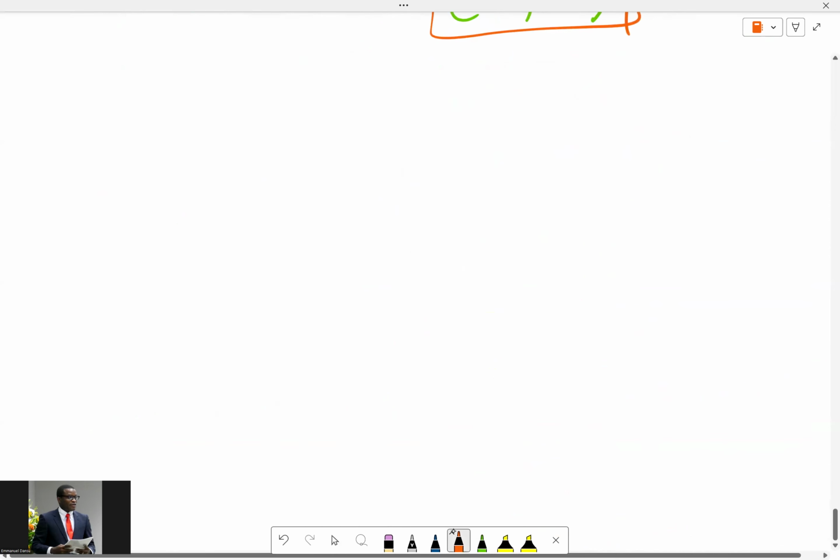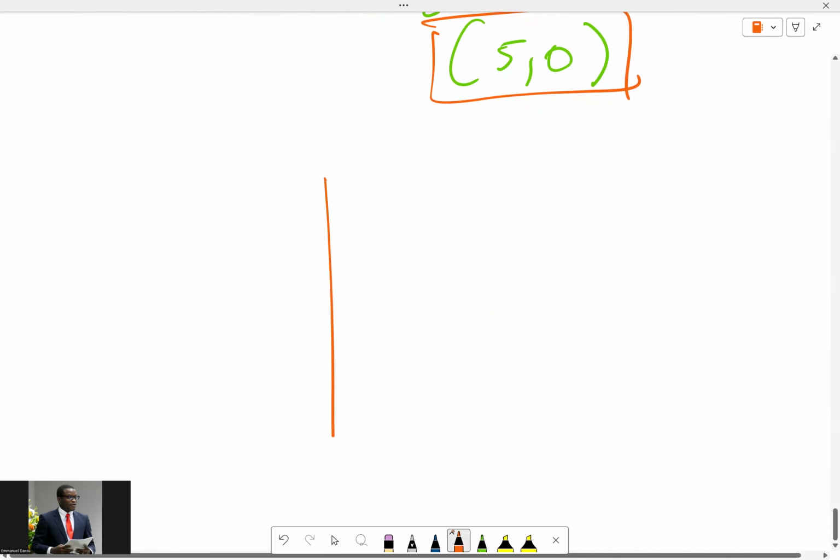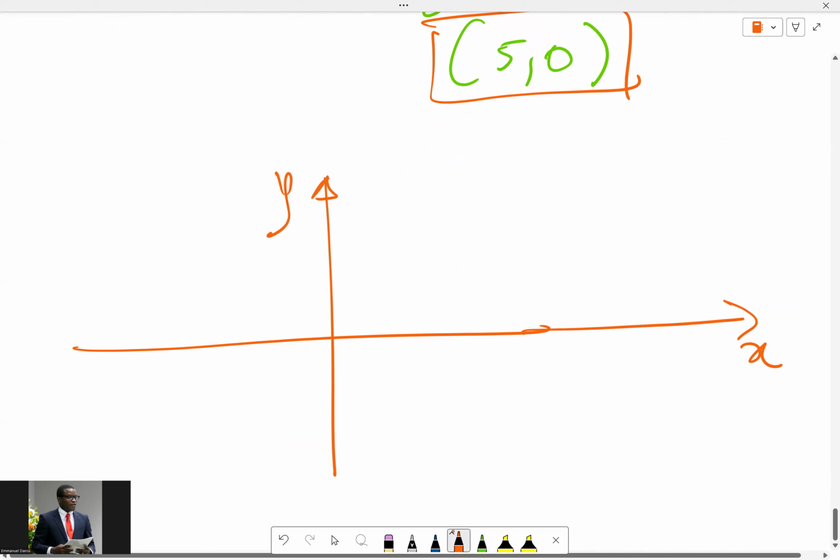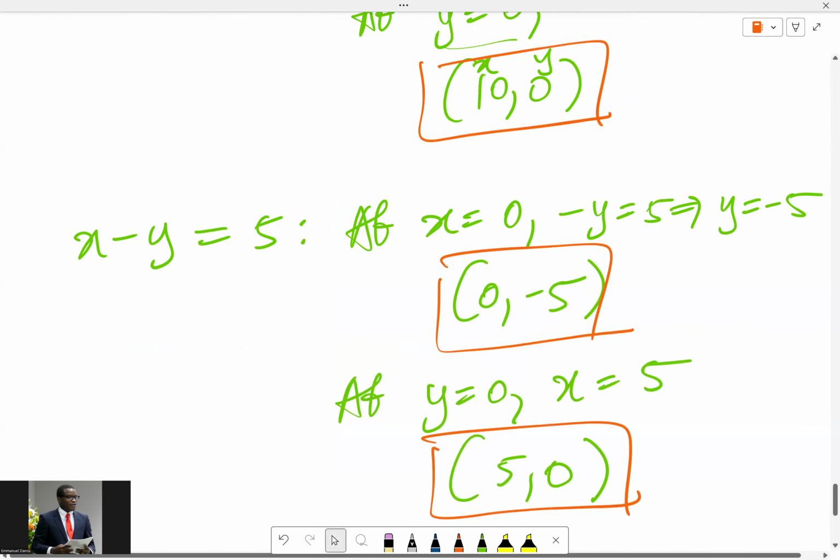Okay, so let's just do something like this. You can now come and have something like this. This is your x, this is your y. Let's say this is 2, 4, 6, 8, 10. I think we have x that is up to 10.